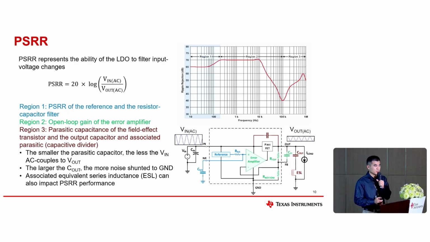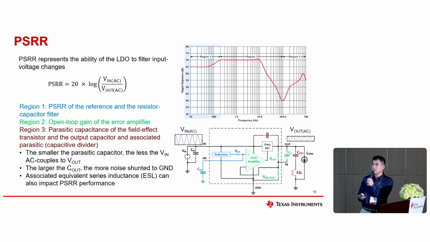Another spec we need to care about is the PSRR. If you test a switching converter or an LDO, we care a lot about the input voltage and the output voltage, and also the AC voltage for the output ripple. PSRR is a spec for how much of the input AC ripple is coupled to the output. The equation is very simple.